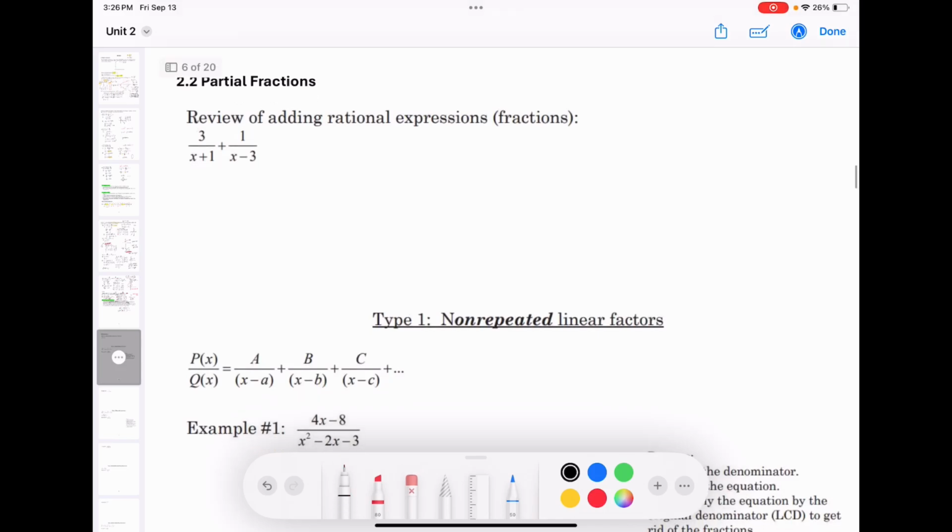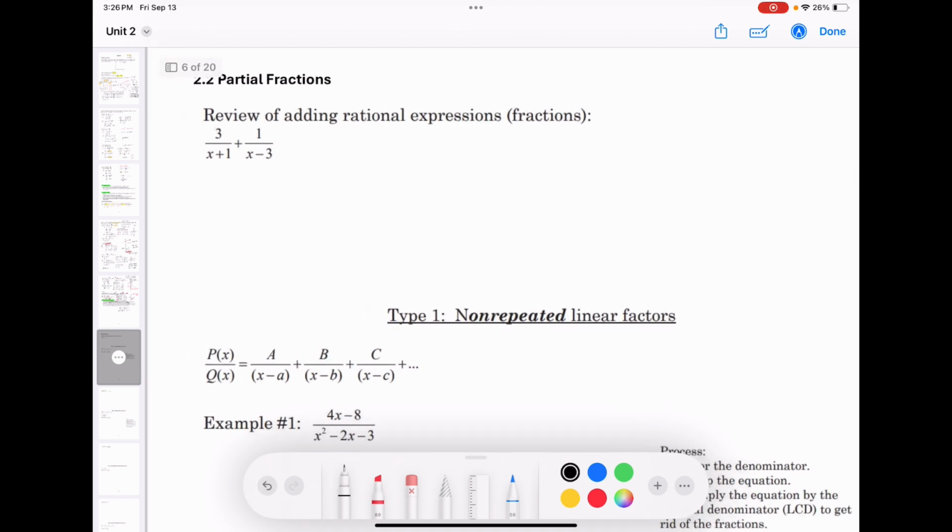This video we are learning partial fractions. First, let's review adding rational expressions. If I have two rational expressions, how to add them together? We need to find the LCD, lowest common denominator, and then convert them to have the LCD, combine the tops.